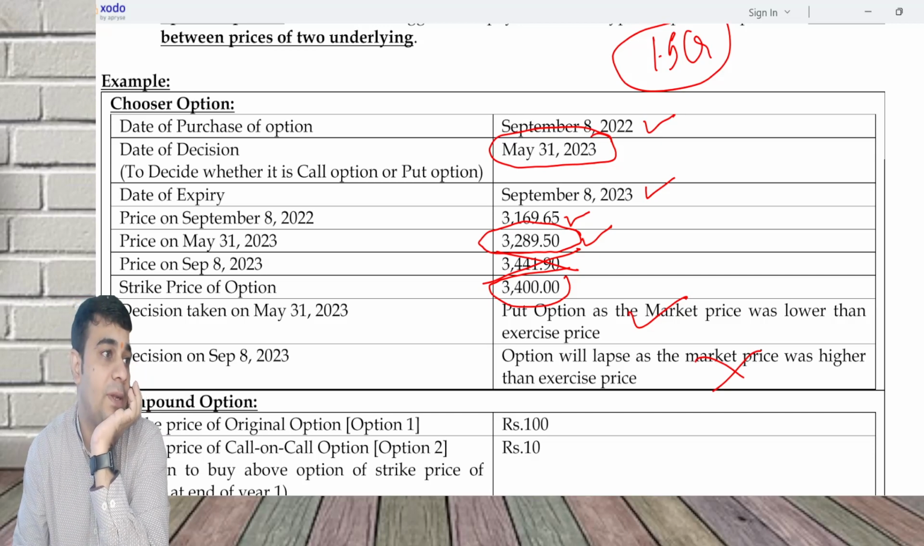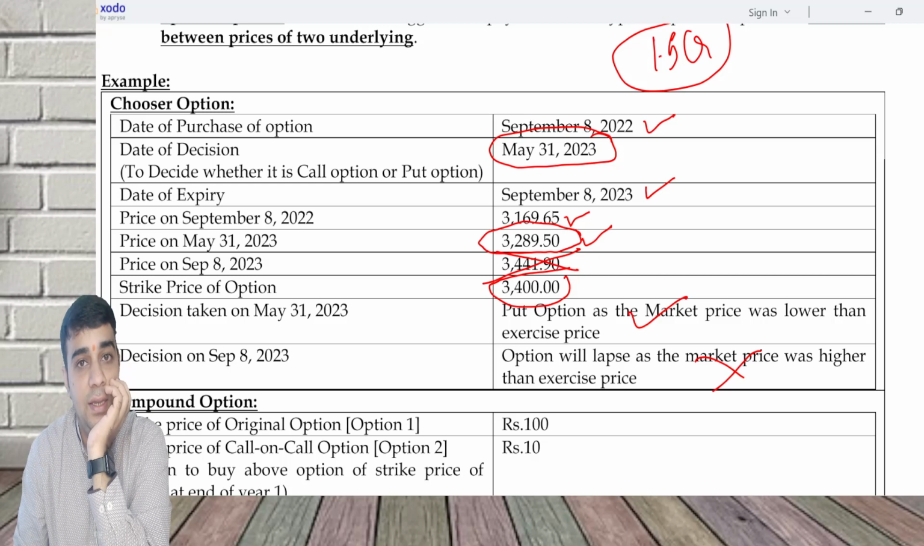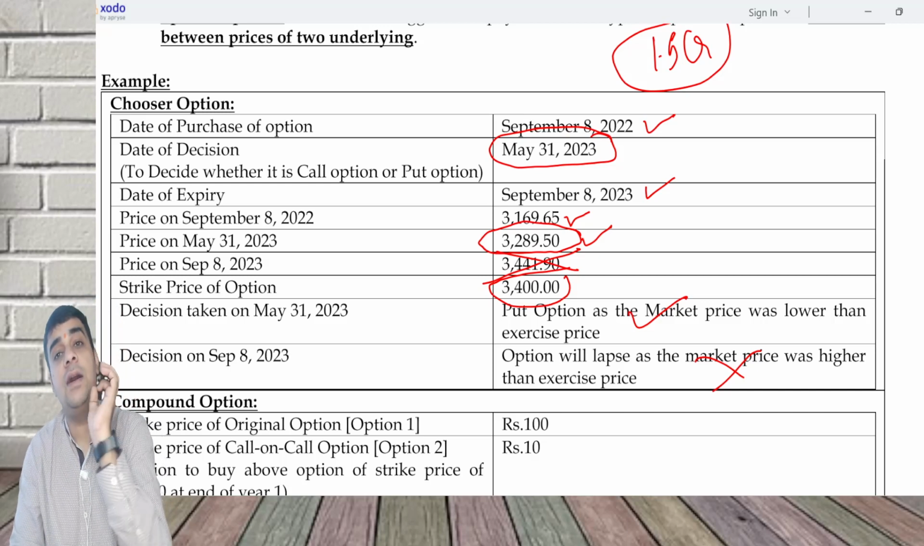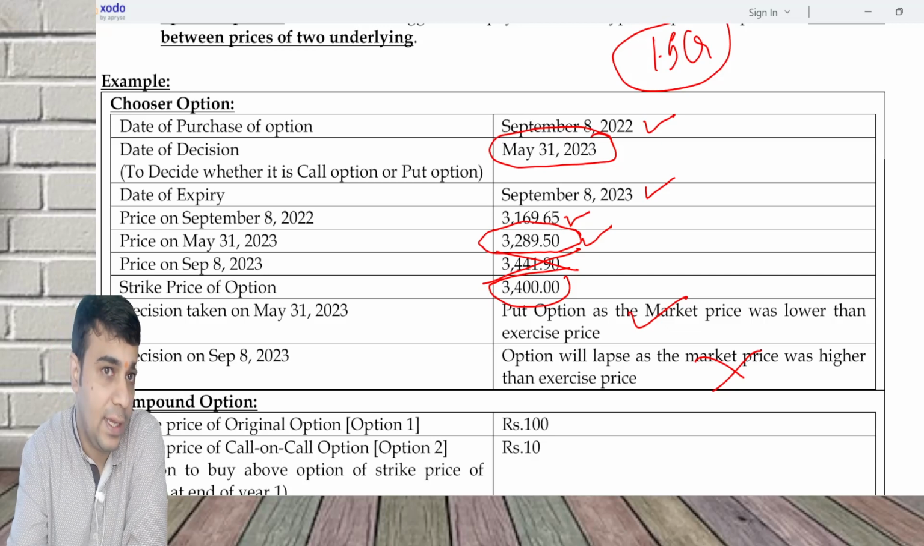Ultimately, what is going to happen is not in your hand. Decision you have to take. What decision you will take? Whichever is in the money, that's the decision I'm going to take. Clear? Any doubts on this? So it gives me a flexibility to decide whether it is a call option or a put option. Not on the last day, somewhere in between, or whatever is the terms of the agreement. Any doubts on this?